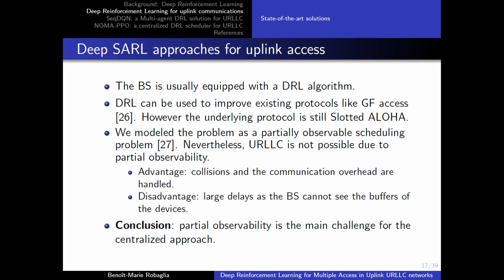So what we wanted to do in our previous work is to model the uplink problem as a partially observable scheduling problem. If the problem is a scheduling problem, we know there is no collision. This is the main advantage. But the main problem is that we use a lot of communication resources to know if a device has a packet. So our idea was, what if there is partial observability, so we don't know who has a packet, so we try to guess. If there is a packet, it's good, but if there is not a packet, we lost an attempt. So the conclusion for this part is that the main problem is partial observability.